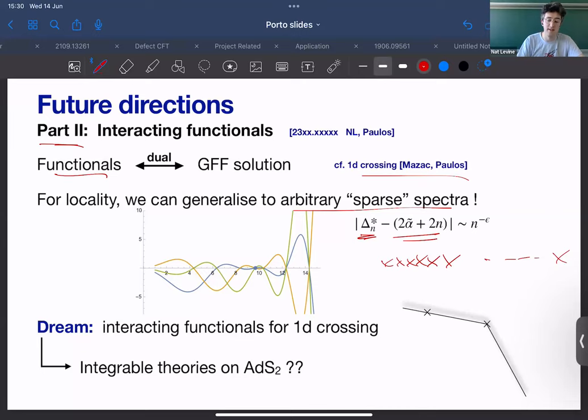So here I've just drawn an example where I've put two points in the spectrum near to each other. And we can get functionals which have zeros in those places. And so the dream would be that something similar could be done for the 1D crossing equation. And that would really be giving some hint at, perhaps, some integrable theories in AdS2, right? Because you'd have some special extremal solution to the 1D crossing equation that would be like these kind of minimal deformations of the free theory.